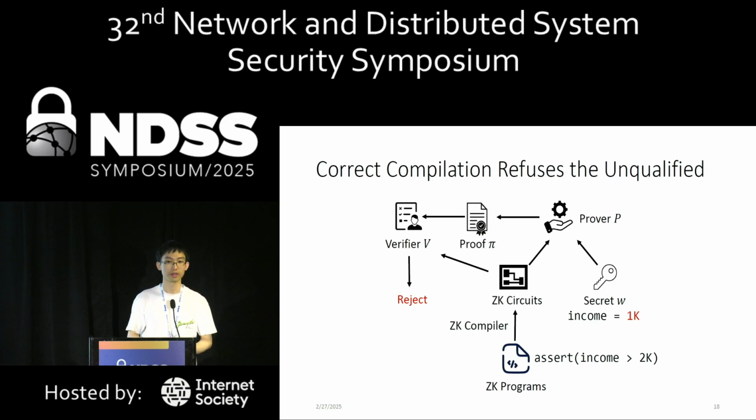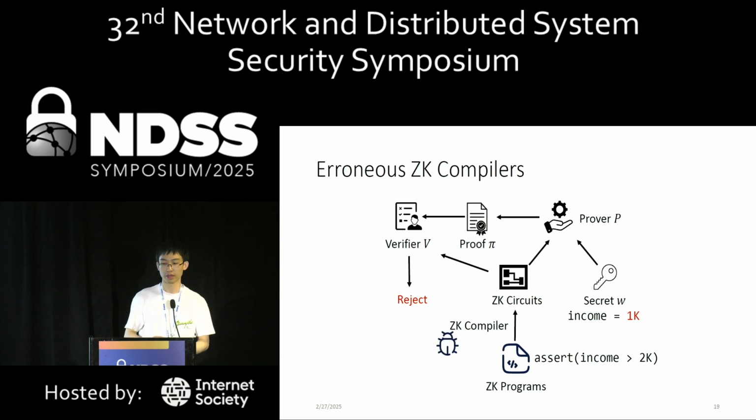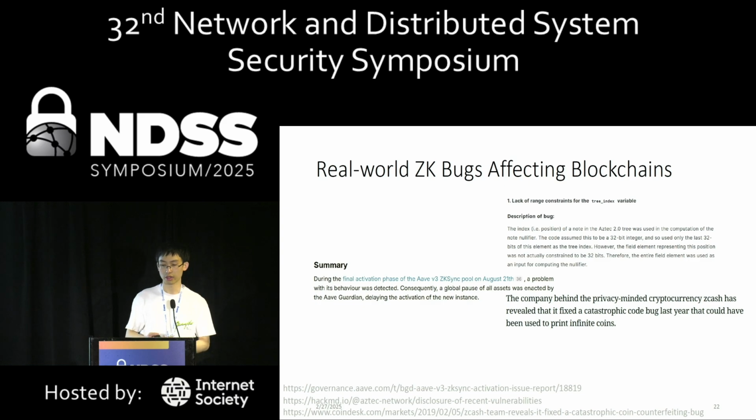The correctness of ZK compilers is essential. A properly compiled system should reject those applicants with only $1,000 income. But a compiler bug can break this security guarantee. It can lead unqualified applicants to be classified as qualified, and the bank may suffer financial losses by opening bank accounts for those unqualified applicants. In fact, we have seen several major blockchain systems which use ZK compilers suffer from those ZK compiler bugs.